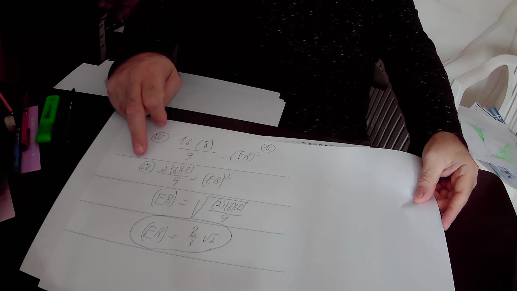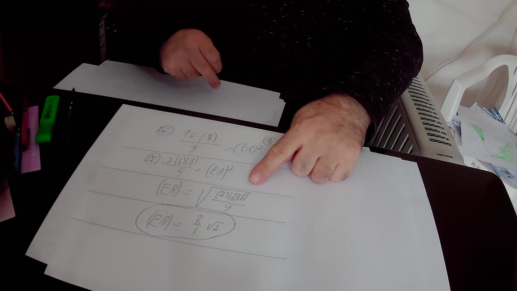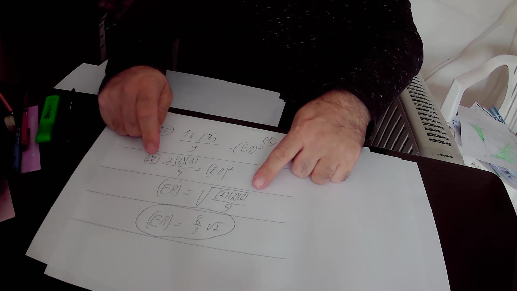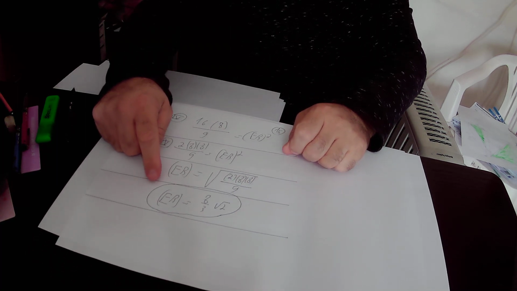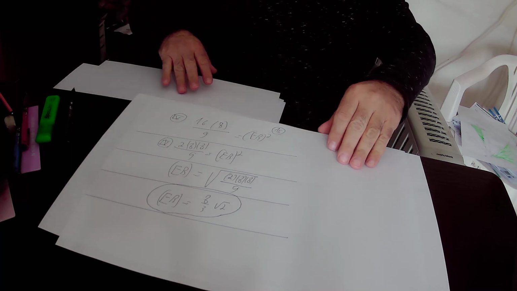We took a root out of this equation number 4, and we got that EB equals the square root of 2 times 8 over 9. The square root of 8 times 8 is 8, and the square root of 9 is 3. So in total we got that EB equals 8 over 3 times the square root of 2 units. Okay?